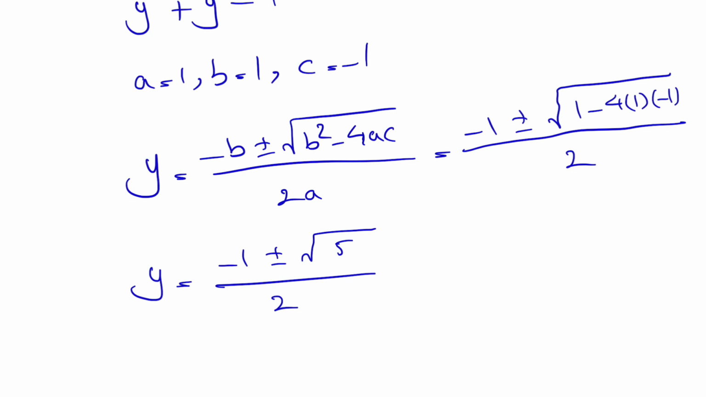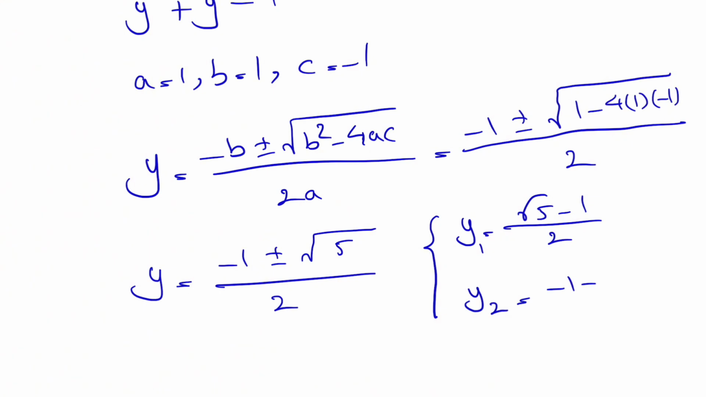So we have two answers for y. One of them would be square root of 5 minus 1 divided by 2, and the other one is minus 1 minus square root of 5 divided by 2. As we can see, this one is definitely negative, and we know square root of 5 is definitely more than 1, so it will be 2 point something. So 2 point something minus 1 will be 1 point something divided by 2, which is definitely a positive number.